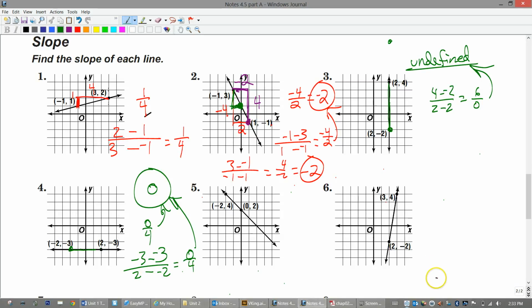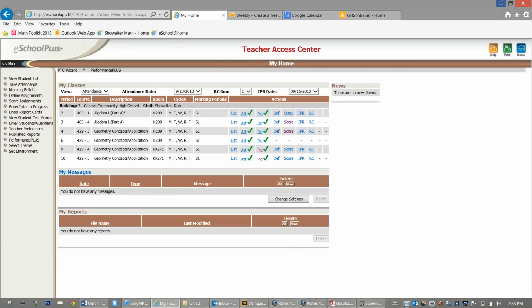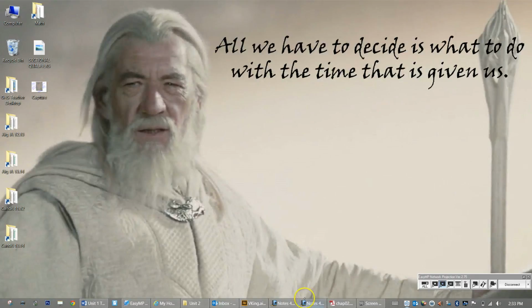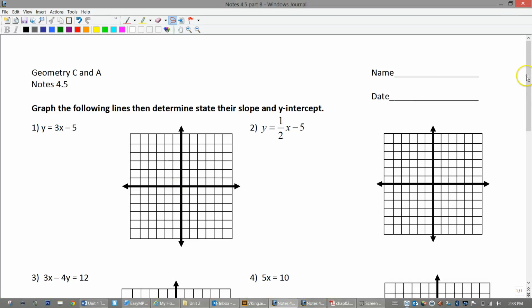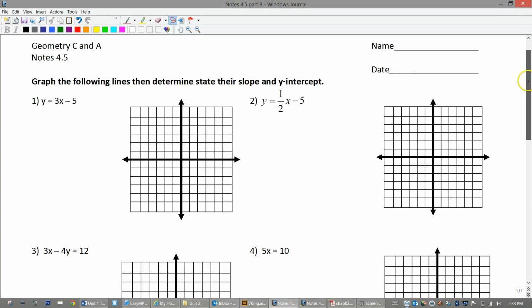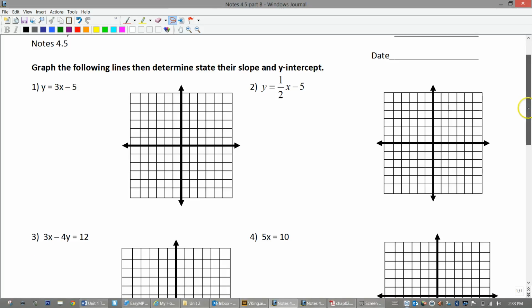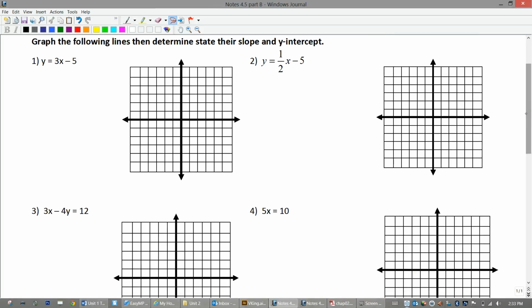Okay, take out the other piece of paper. 4, 6. Okay.